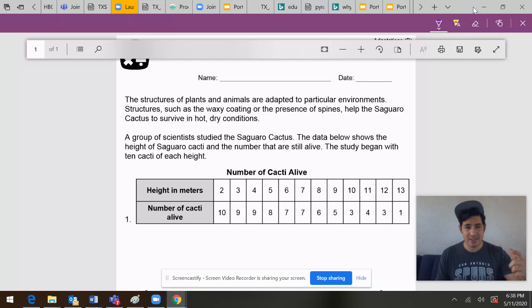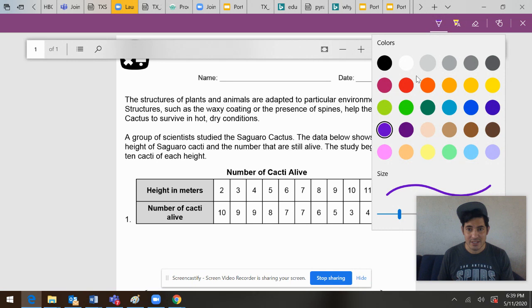Now, right above it, it said a group of scientists were studying the saguaro cactus, which is a type of cactus that tends to grow very tall. They said that the data that they collected below in that table shows the height of saguaro cacti. Now, when we say cacti, that means more than one cactus, and the number that are still alive. Now, the study began with 10 cacti of each height.